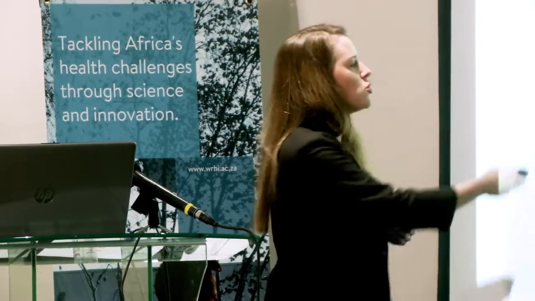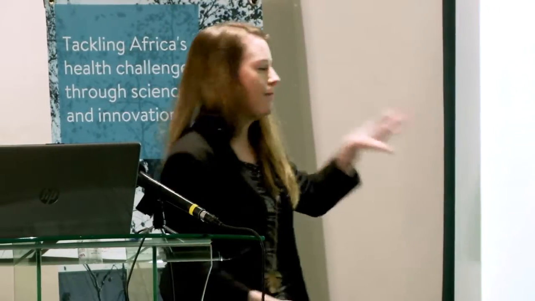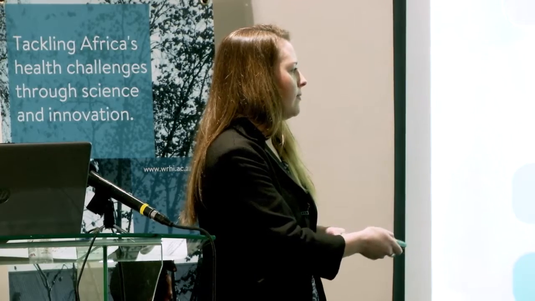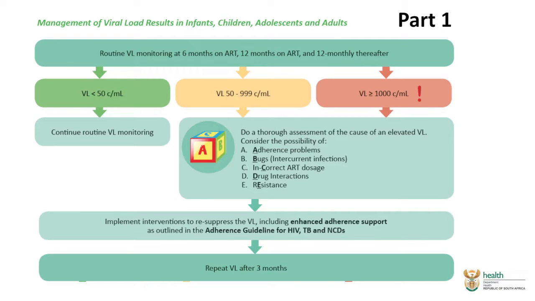Then, what are we going to do once we've assessed all these things? We're going to implement something to sort them out. Whatever we found that is the problem, we now have to address it and make a plan to change that. And then we give them 3 months to repeat the viral load. And in case you guys haven't seen our national adherence guidelines, they're actually really good. Go home, take a look at it, bring that into your training. So then we repeat the viral load after 3 months.